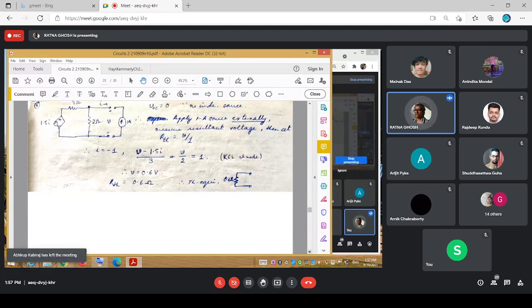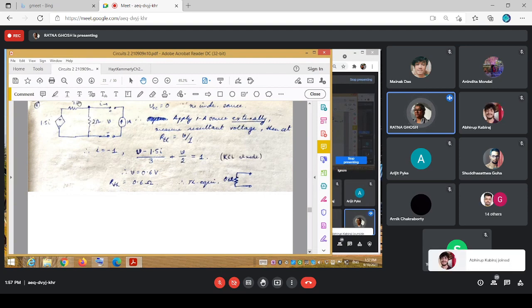You cannot have an independent VOC or an ISC because there is no independent value. So VOC or ISC are going to be 0. But you still have to find out the equivalent looking-back resistance, the RThevenin. Due to the presence of this one, you cannot assume that it is going to be a simple parallel combination of these two. So how do you go about it?